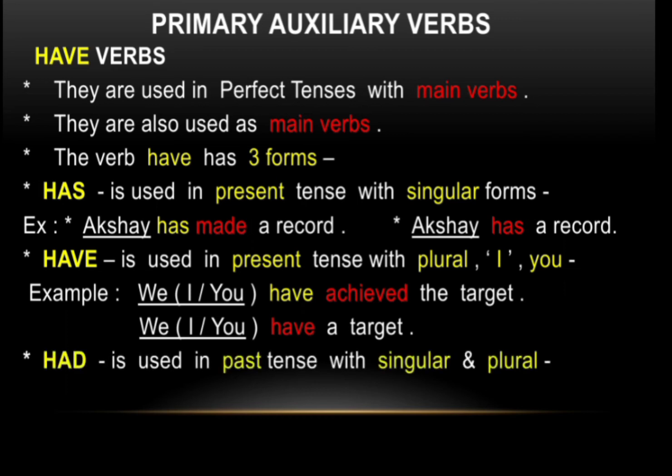The next have verb is had. Had is used in past tense with singular and plural. Example, Anuj had boarded the train, or they had boarded the train. If you use Anuj, it is singular. If you use they, it is plural. So either it is singular or plural, we use had, and boarded is the main verb.